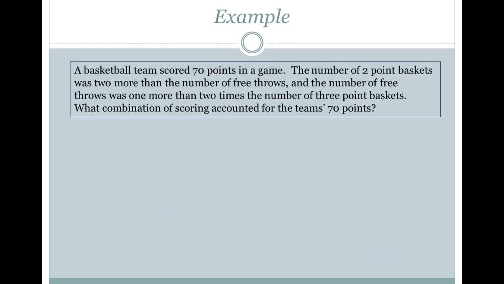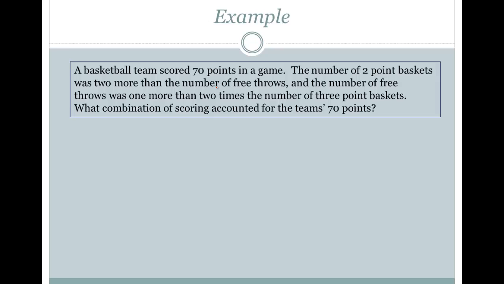So let's apply this now to a word problem. Okay, let's see how we can think about this in terms of a word problem. A basketball team scored 70 points in a game. The number of 2-point baskets was 2 more than the number of free throws. The number of free throws was 1 more than 2 times the number of 3-point baskets. What combination of scoring accounted for the team's 70 points?